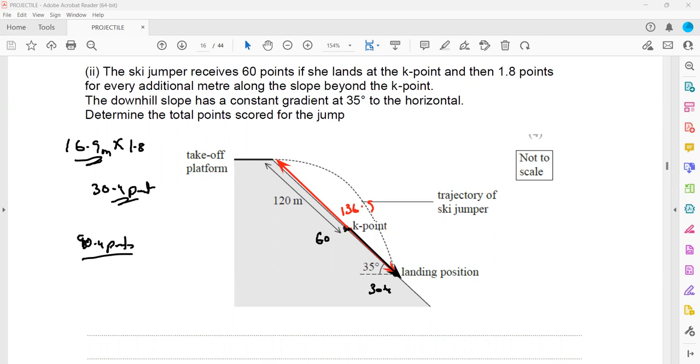Because to reach the K point, it will score 60. And after the K point, every extra meter is 1.8 points. So 16.9 extra meters covered, and 16.9 into 1.8 is 30.4. So 30.4 plus 60 will give us 90.4 points scored by this jumper.